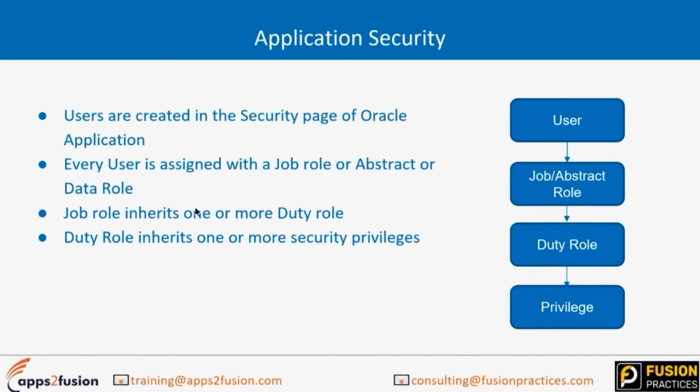As soon as you create a user, you will be able to enter the last name, first name, email address, passwords, all this information. Once we have entered the user details, it will ask you to add the roles. I have marked user to job role or abstract role because for a user, you can just assign the job role or the abstract role. You cannot assign any duty role or privileges directly to a user. A privilege has to be tagged to a duty role or to the job role. Similarly, the duty role also should be tagged to a job role or an abstract role, or else it will never be assigned to the user directly. That is how Oracle is designed.